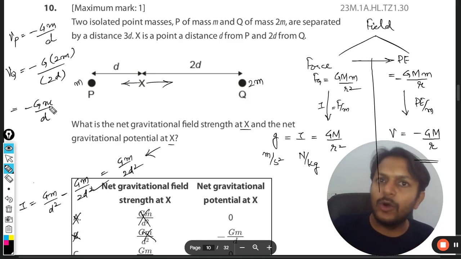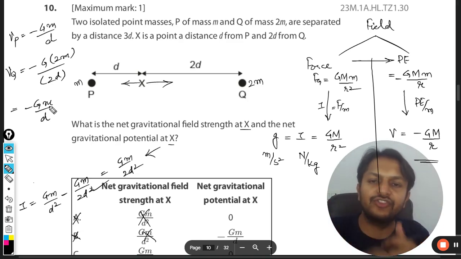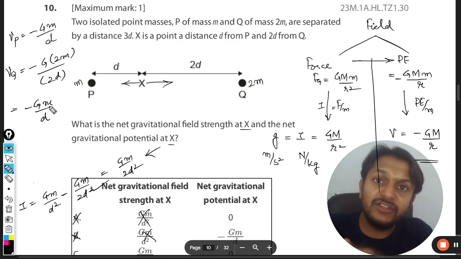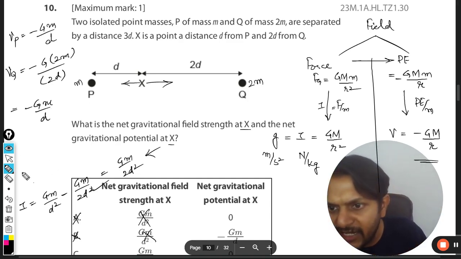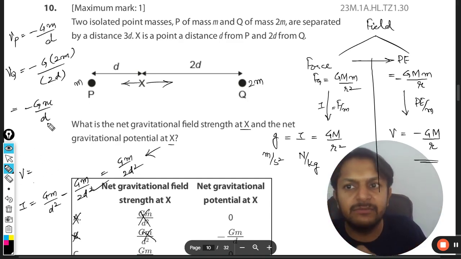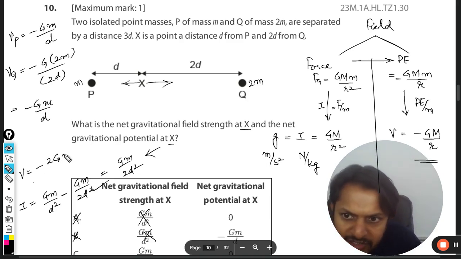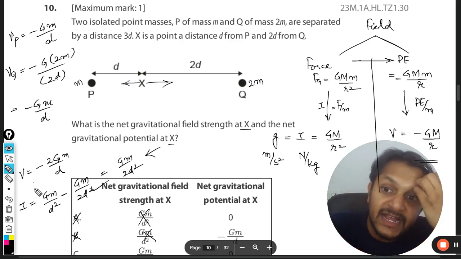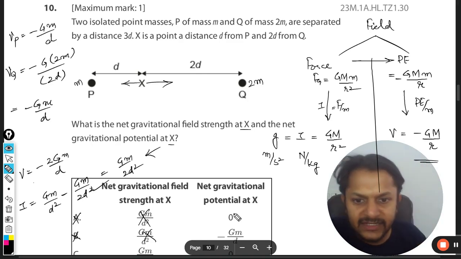Potential is a scalar quantity, so there is no concept of acting opposite or acting in the same direction, or getting subtracted, nothing like that. Gravitational potential is always negative, so we would be adding them, simple. So our net potential will be negative GM by d minus GM by d, so it will become negative twice of GM by d. Clear? So the potential is negative twice of GM by d. So that is the correct answer.